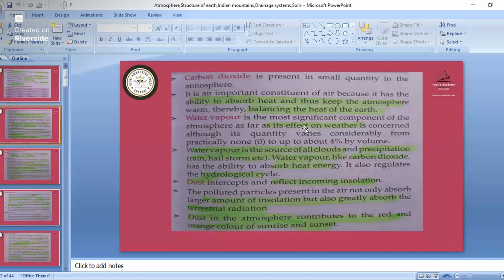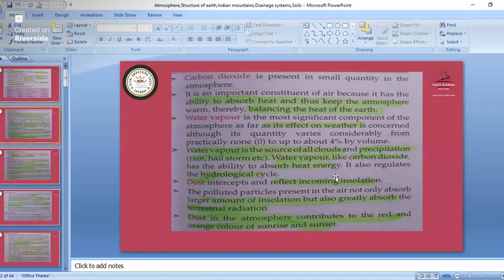Water vapor is most significant. Now you will see about water vapor. It is the most significant component of the atmosphere as far as its effect on weather is concerned, although its quantity varies considerably from practically zero to up to 4% by volume. This is due to water vapor only. We have all this precipitation, rainfall, and formation of fog and everything. Water vapor is the source of all clouds and precipitation, like rain, hailstorm, etc.